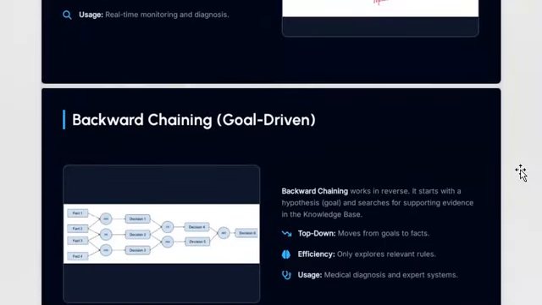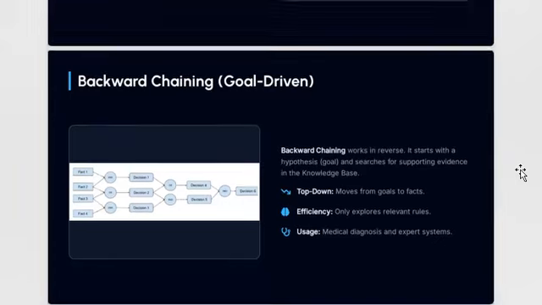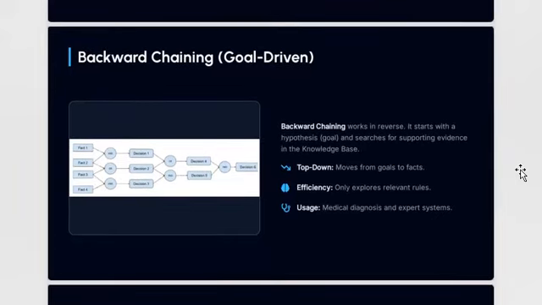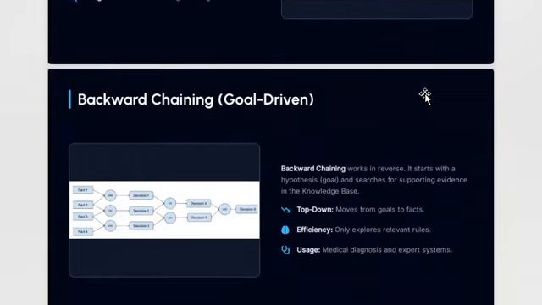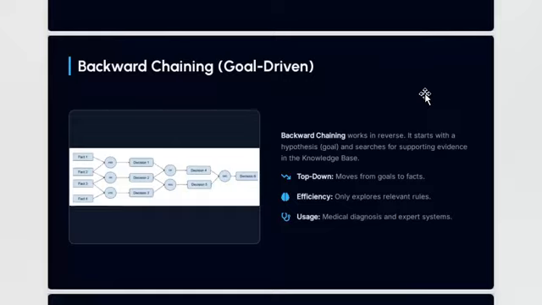So moving forward to backward chaining. We have seen that forward chaining was data driven, but in backward chaining, we use goal driven reasoning.